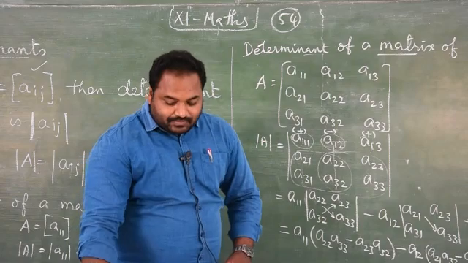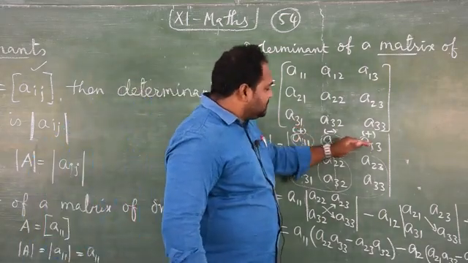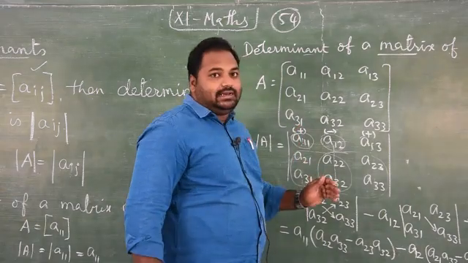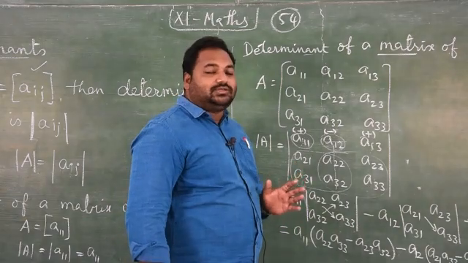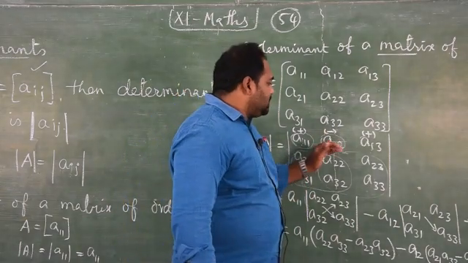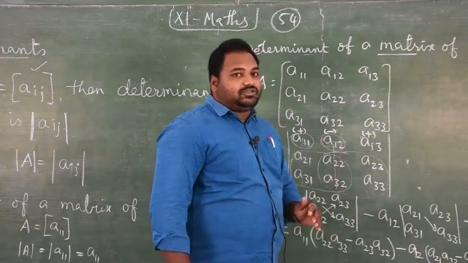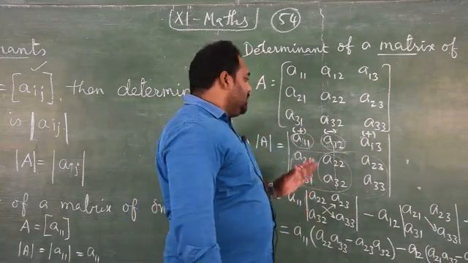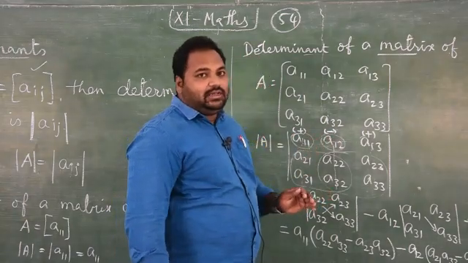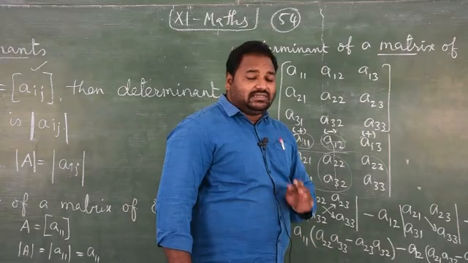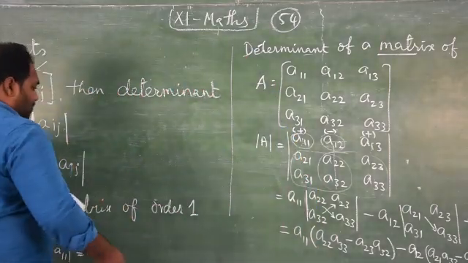Next one, when any two rows or two columns are identical, minimum two rows or two columns identical, the determinant value is supposed to be 0. Also, when you have rows or columns proportional, we can say the determinant value is 0. These are all very important properties. We can go for the problems now.